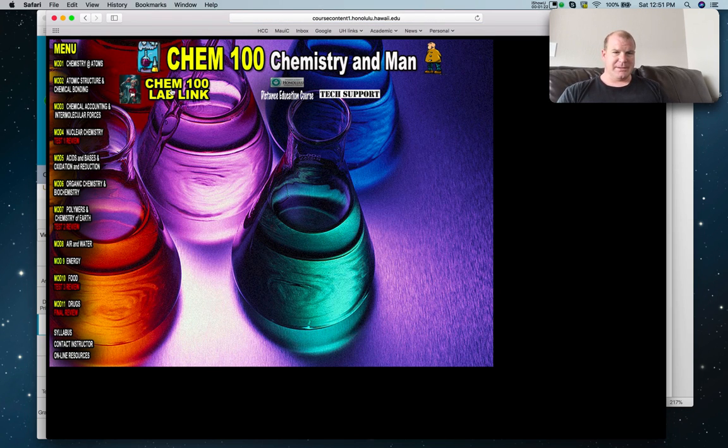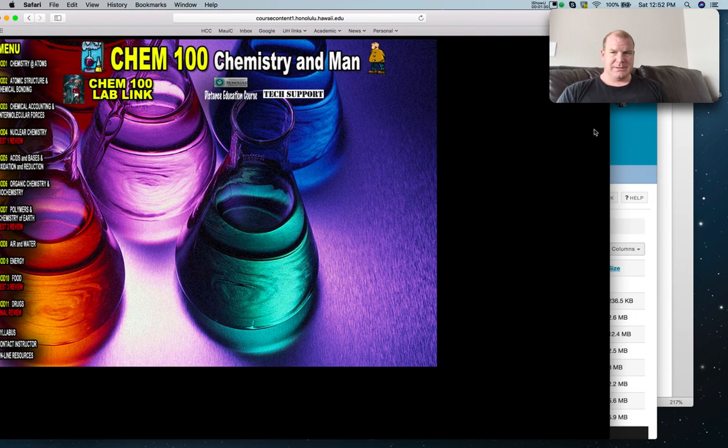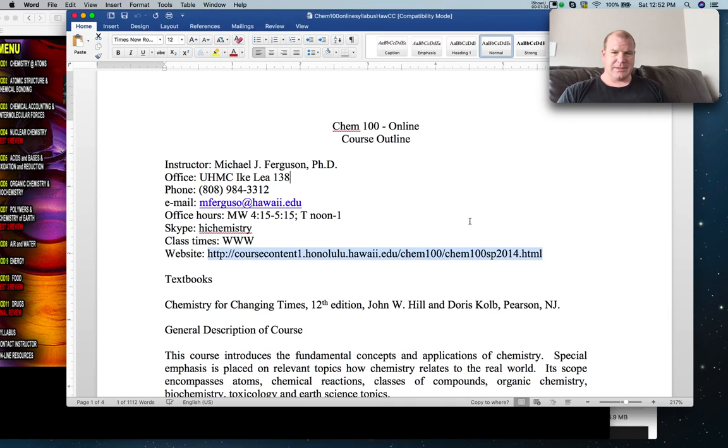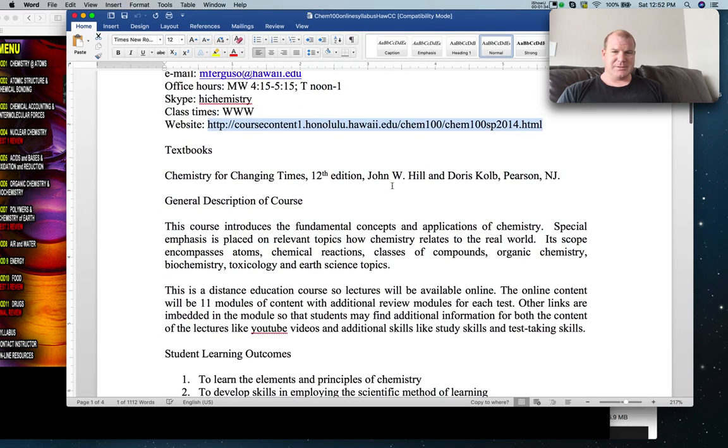And you don't have to worry about the Chem 100 lab. You don't have the lab. You're just a lecture class. I will get to this in a second to show you that. But here's a textbook, Chemistry Changing Times. This is pretty inexpensive. I think you can get it for on the order of $20 or less. You can also get the PDF for maybe even less than that. It's a pretty cheap book.